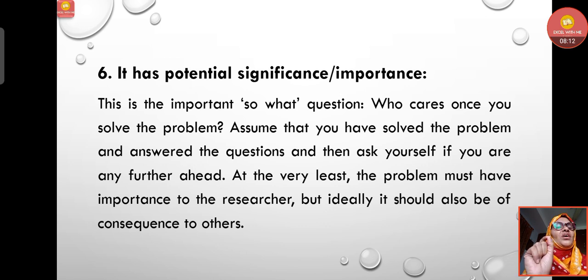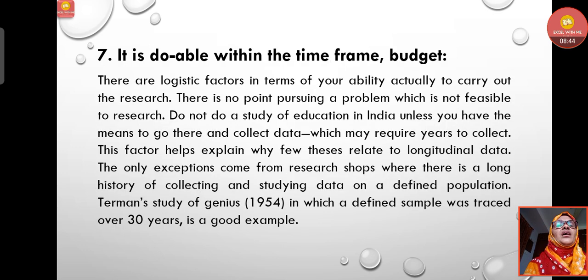Assume that you have solved the problem and answered the questions, and then ask yourself if you are any further ahead. At the very least, the problem must have importance to the researcher, but ideally it should also be of consequence to others. First of all, it should satisfy the researcher whether it is useful or not. If the researcher himself or herself finds it is significant, then only it will be important, it will be given importance by the others. When people will give importance, it has potential.